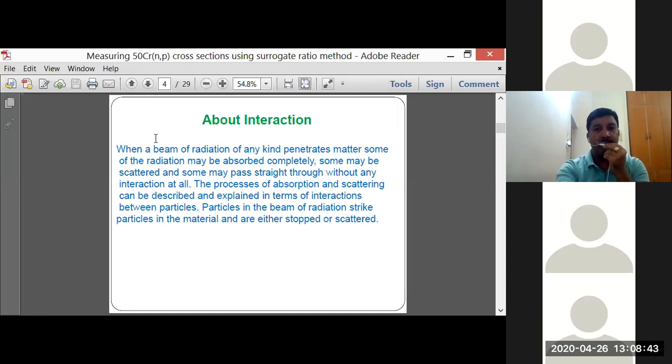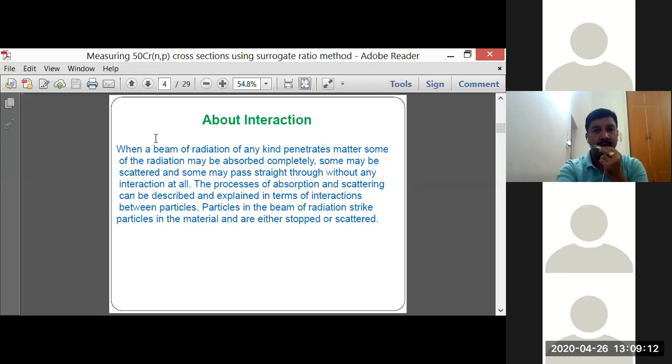So when a beam of radiation of any kind penetrates matter, it may be absorbed, or there is a possibility it may be scattered. Scattering means the game you see in billiards, or when we play marbles. So it's a case of scattering. And in some cases, it may pass straight forward. There is no interaction.